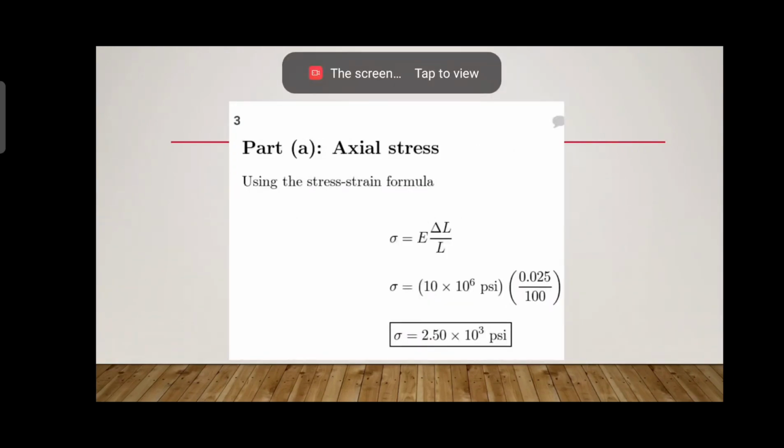So step 3, part A, actual stress. Using the stress-strain formula, sigma equals E times delta L over L. Sigma equals 10 times 10 to the power of 6 psi times 0.025 over 100. And sigma equals 2.50 times 10 to the power of 3 psi.